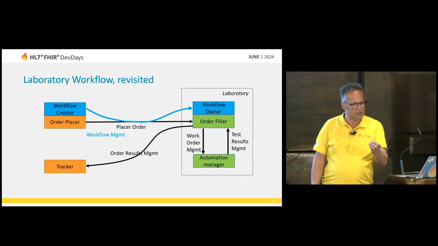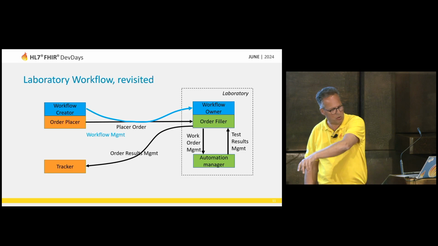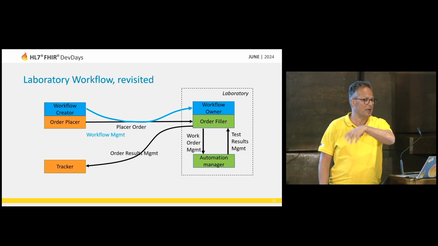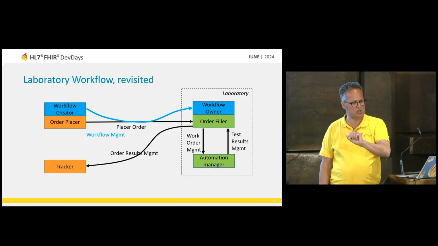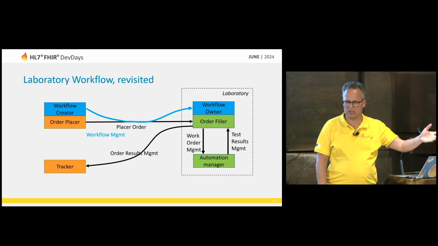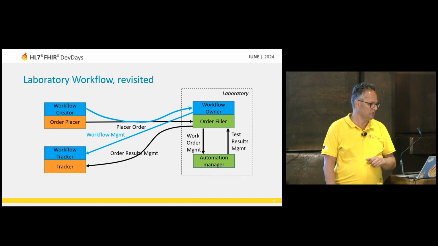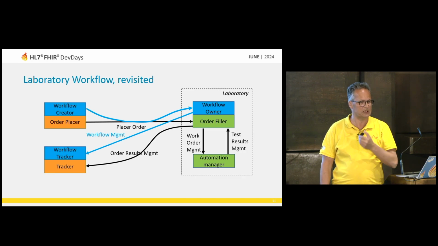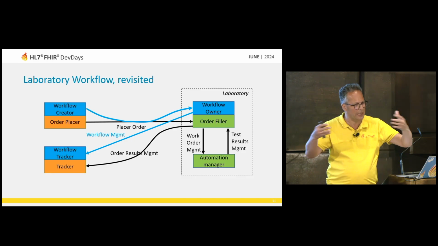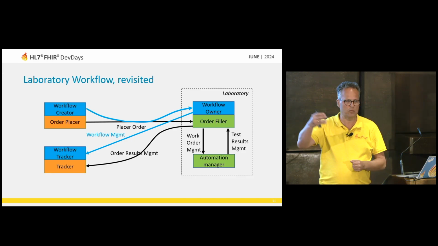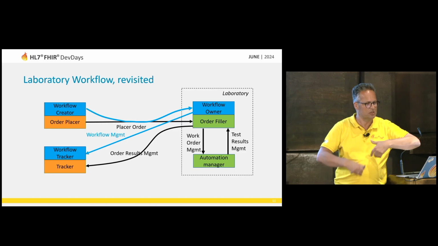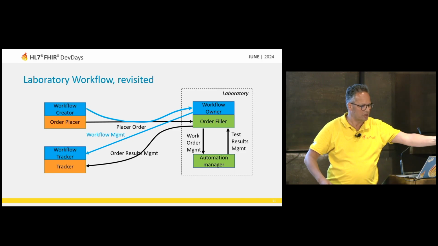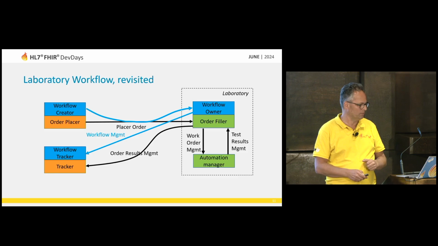So the order placer that creates a service request also has to kick off the workflow by creating a task. Okay? And the laboratory is going to claim ownership of that particular task and informing the tracker also of the progress of that particular task resource. So actually, in this overview, we have the double layer in there, both the workflow management aspect as well as the simple service request lab result type of workflow.